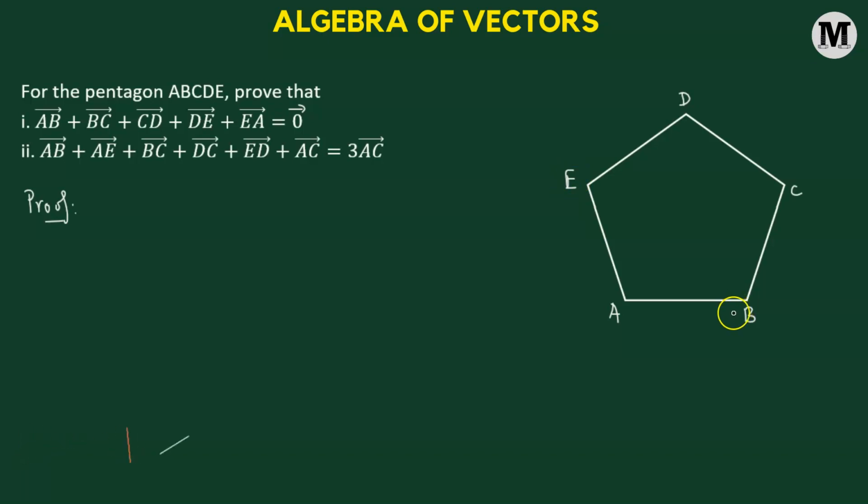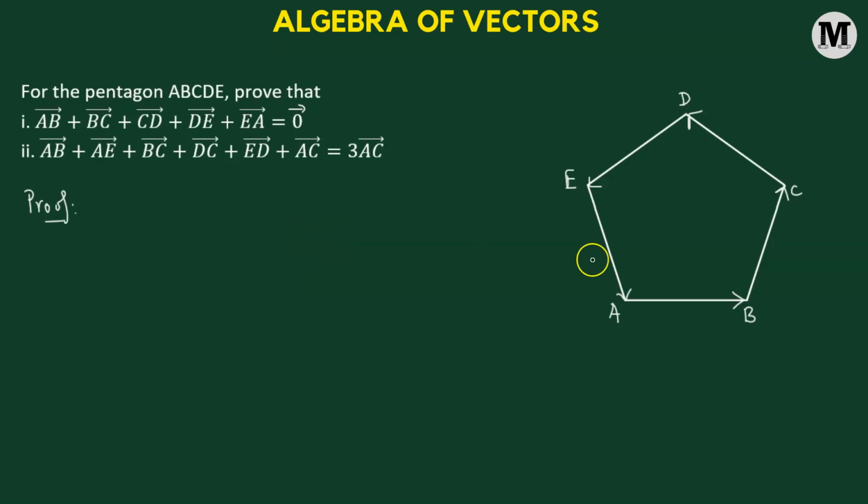We begin by first considering the side AB and converting it to a vector going from A to B. Next, we consider the side BC and represent it with a vector going from B to C. Then we have the side CD with a vector going from C to D. Next, we have the side DE with a vector going from D to E. And finally, we have the fifth side EA with a vector going from E to A.